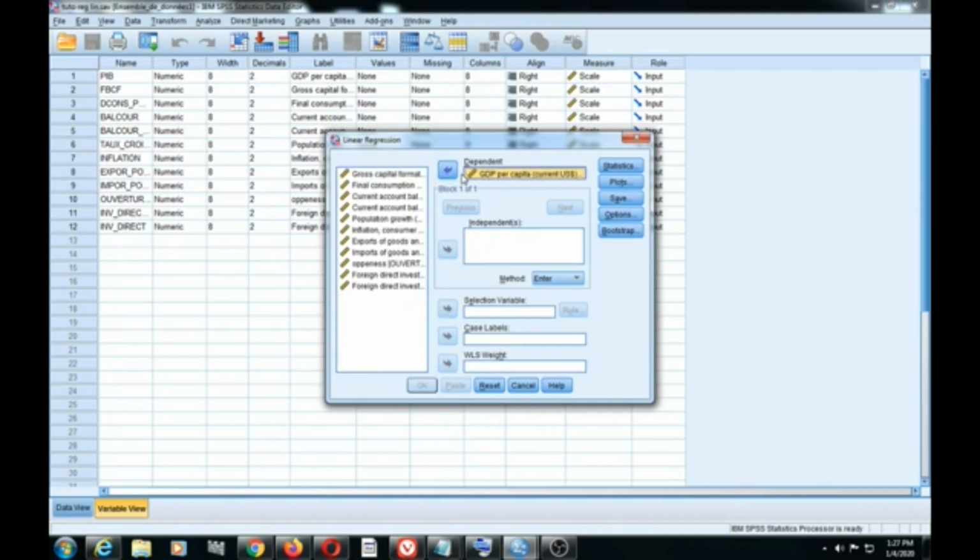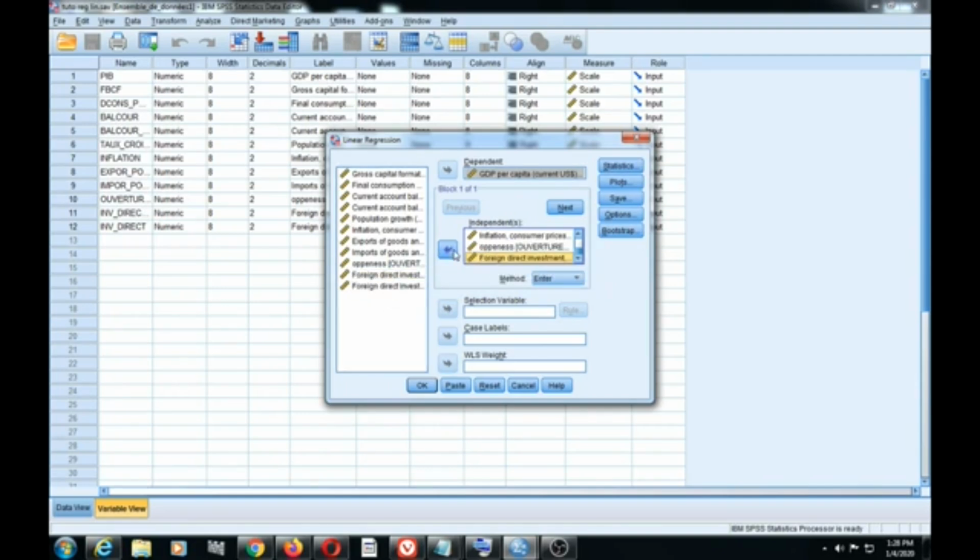To explain fluctuation of GDP per capita, we'll use a variable like gross capital formation. We'll select gross capital formation and put it in this box. Another variable is final consumption, current account balance, percentage of GDP. Population growth can also be used to explain GDP per capita. We also have inflation, which is measured by consumer price, and then you select it and use the arrow to put it in the independent variable space. We have economic openness as a variable. We also have foreign direct investment, percentage of GDP.